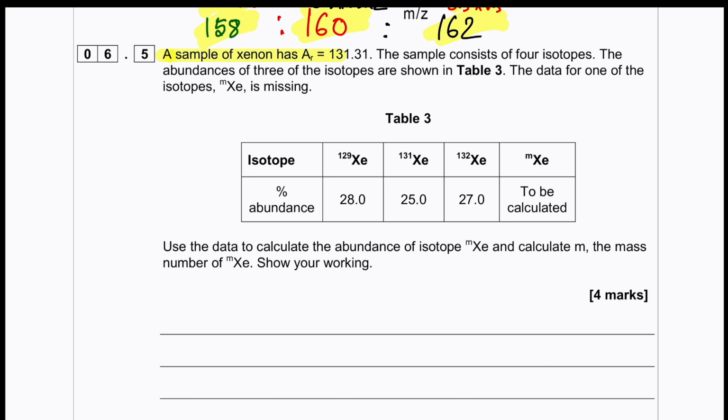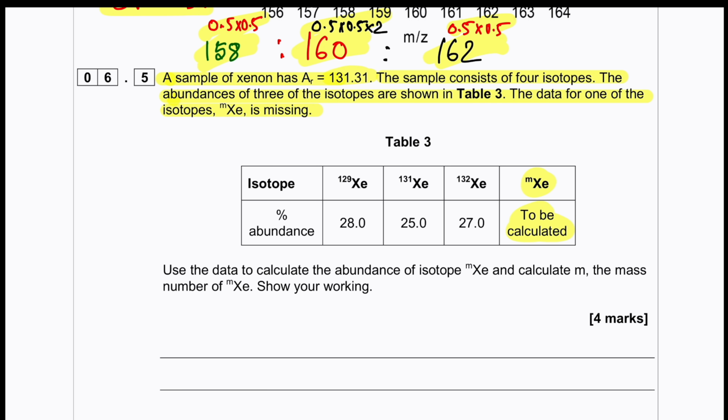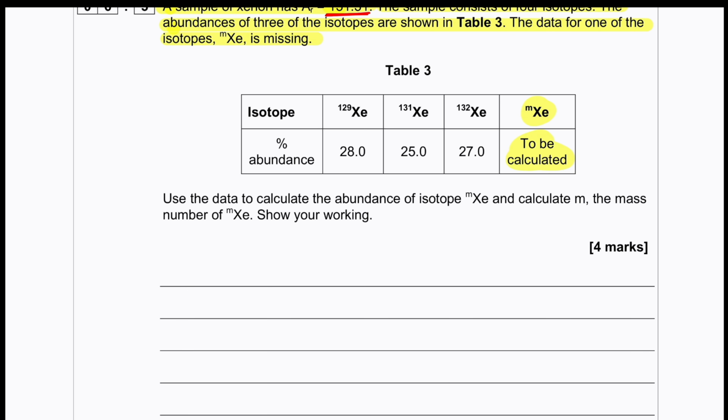A sample of xenon has Ar of 131.31. The sample consists of four isotopes. The abundances of three of the isotopes are shown in the table. The data for one of the isotopes, the mass of Xe, is missing, and we need to calculate this one. Now, we already have the average mass, which is 131.31. To calculate its abundance, we would start the working in the following manner.